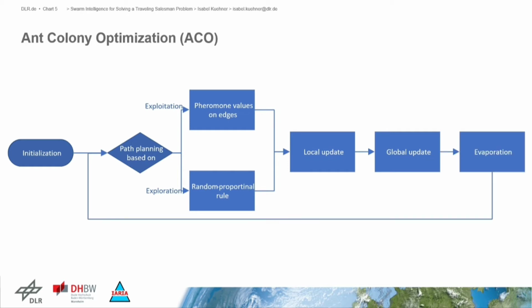To avoid getting stuck in local minima, there is an evaporation. This also happens in nature, for example, because of wind. And then the algorithm is iterated multiple times.